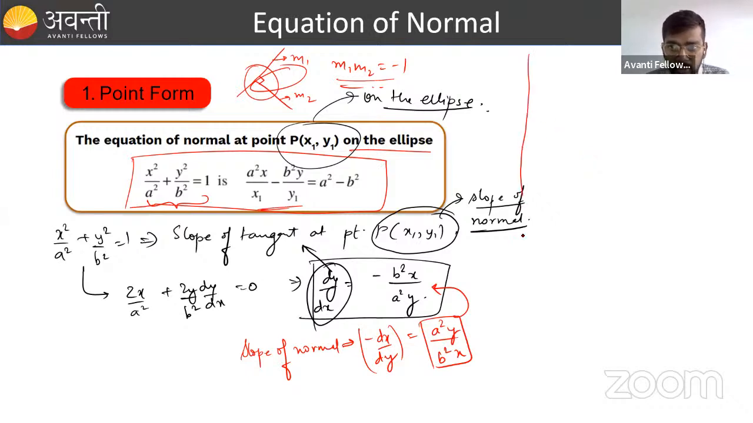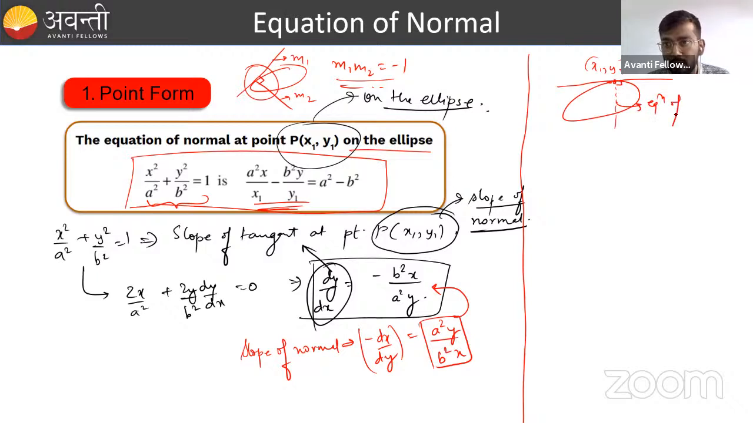Now to derive the equation, see, we have an ellipse. We are drawing a tangent at point x1. This point is given by x1 comma y1, and you have to find the equation of normal. So equation of normal, we already know the slope, a square y by b square x. So now slope point form of a line, how is it given? It is given by y minus y1 is equals to m into x minus x1, right? This normal will be passing through the point x1 comma y1.